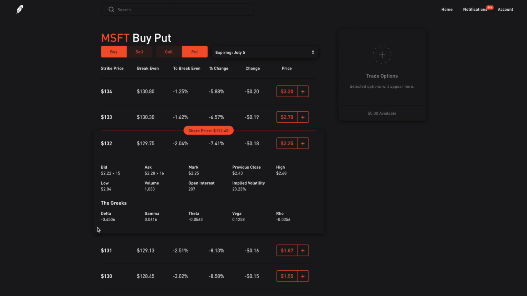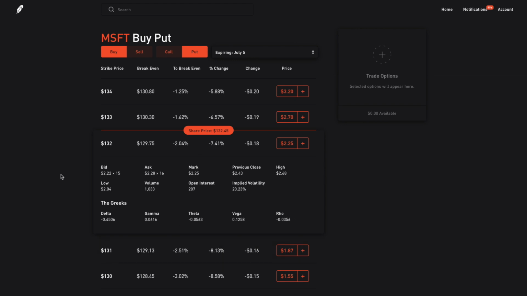The Greeks are looking pretty strong. So I love these Greeks. $45 per dollar move is fantastic. So if Microsoft just drops by $1 while I'm holding this option, let's say it drops by $1 the next trading day, then I will make $45 due to the fact that it dropped. I have a put on here. Delta is negative when it comes to puts. So I made $45 because it dropped by $1.